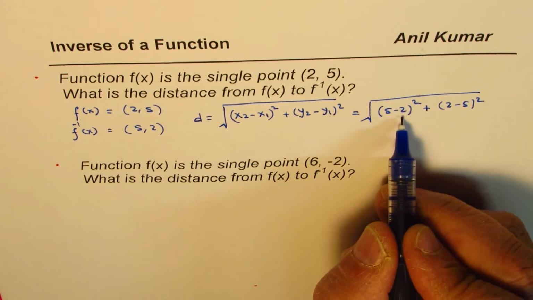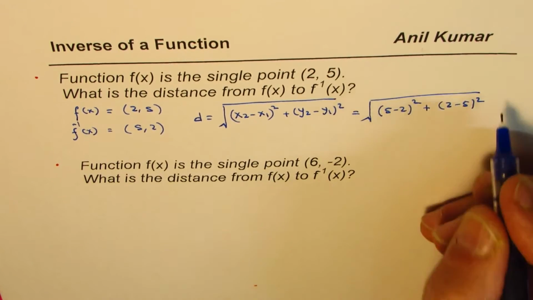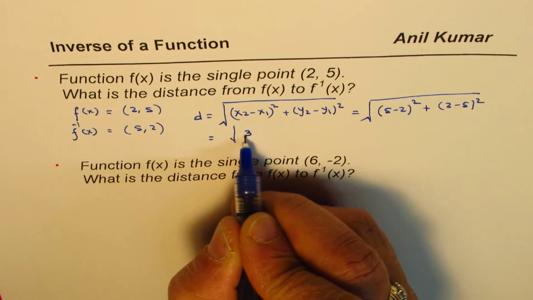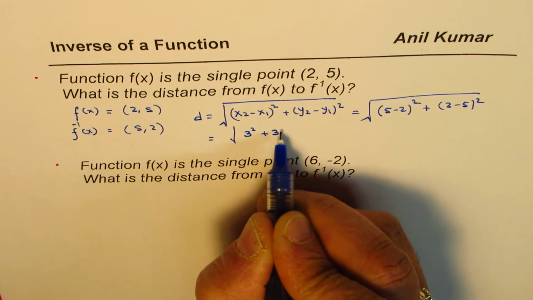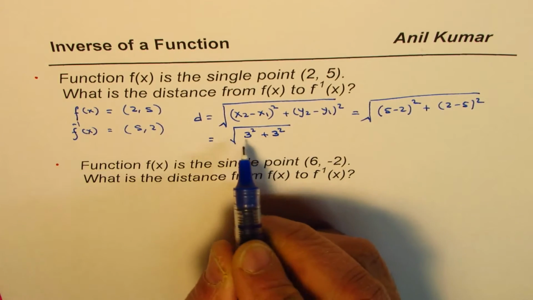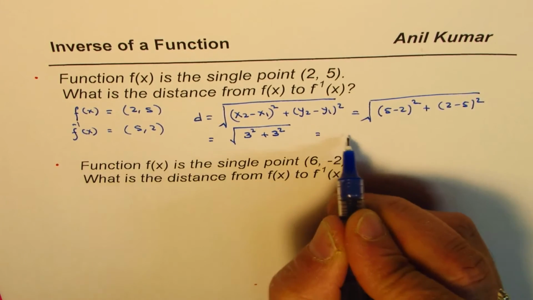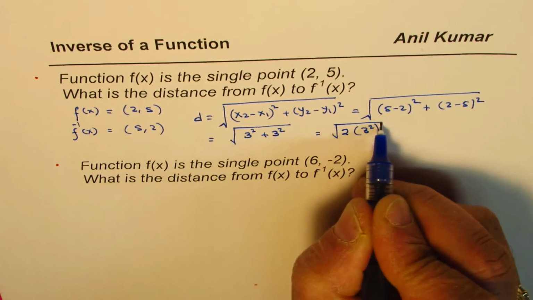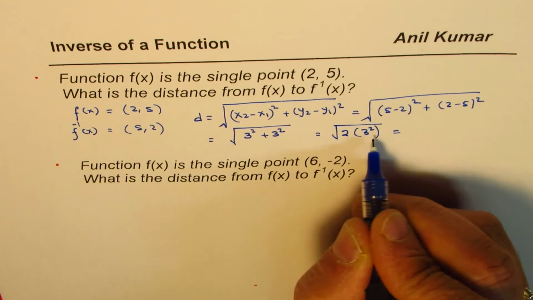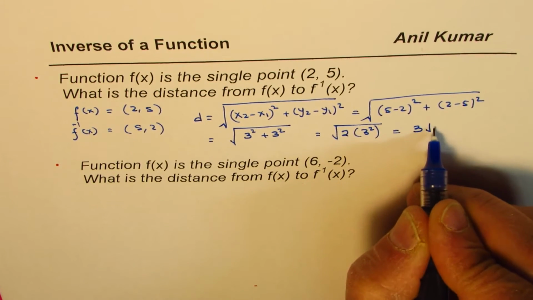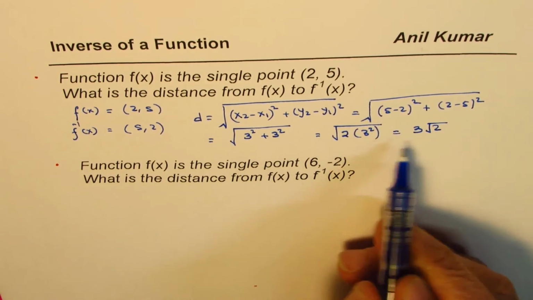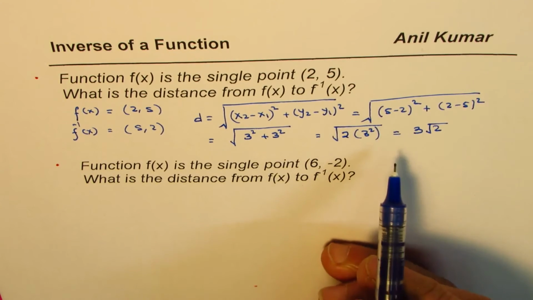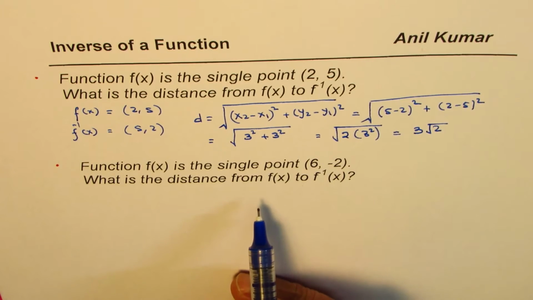So 5 minus 2 is 3. 2 minus 5 is also 3. So what we get here is the square root of 3 square plus 3 square, right? Which you could write as the square root of 2 times 3 square. Purposely I've written it like this since now you can solve it as 3 square root 2. Do you see that? So you get the result as 3 square root 2. Now you can adopt this method and solve the second question, right?